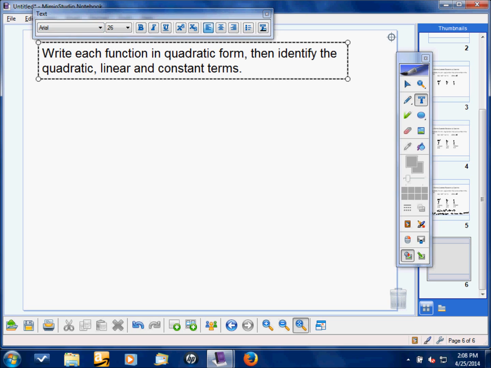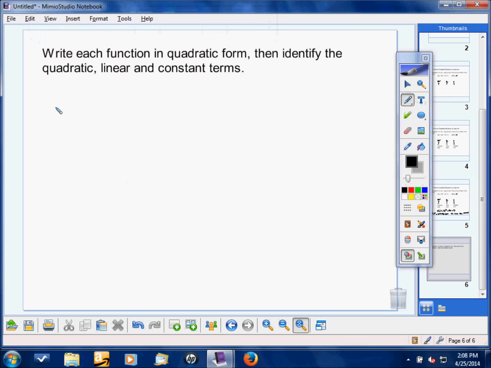Okay, so let's get an example of that. Let's see, number 1. Let's say we have f of x equals (x plus 4) squared minus 13. I'm making it up. Now this is not in the right form right now, is it?